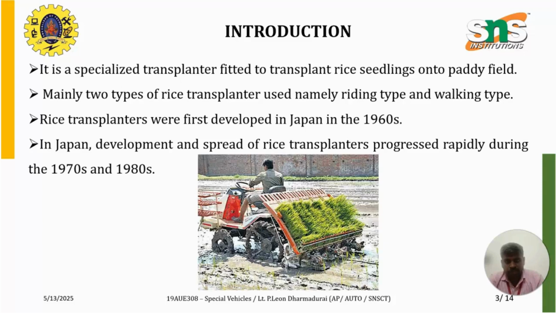The first rice transplanter was developed in Japan in the late 1960s, and after that, in Japan, the development and spread of rice planters progressed rapidly in the years of the 1970s to the 1980s. These rice transplanters drastically reduce the usage of manpower.